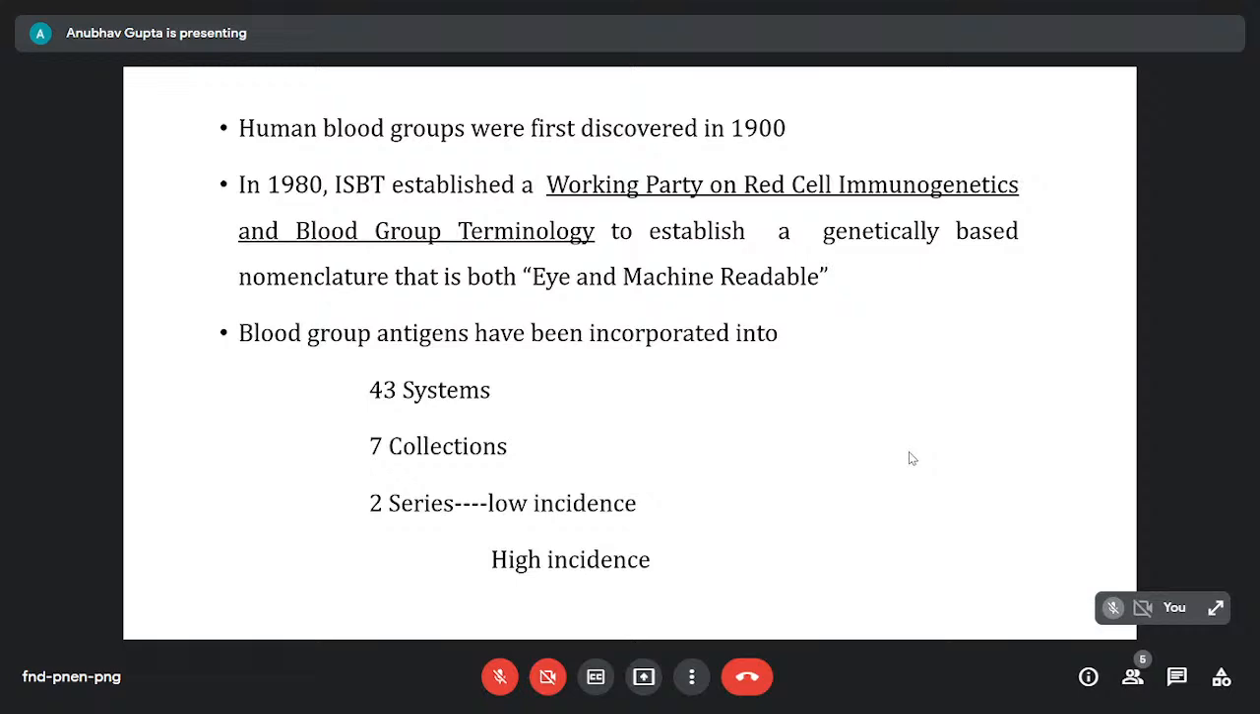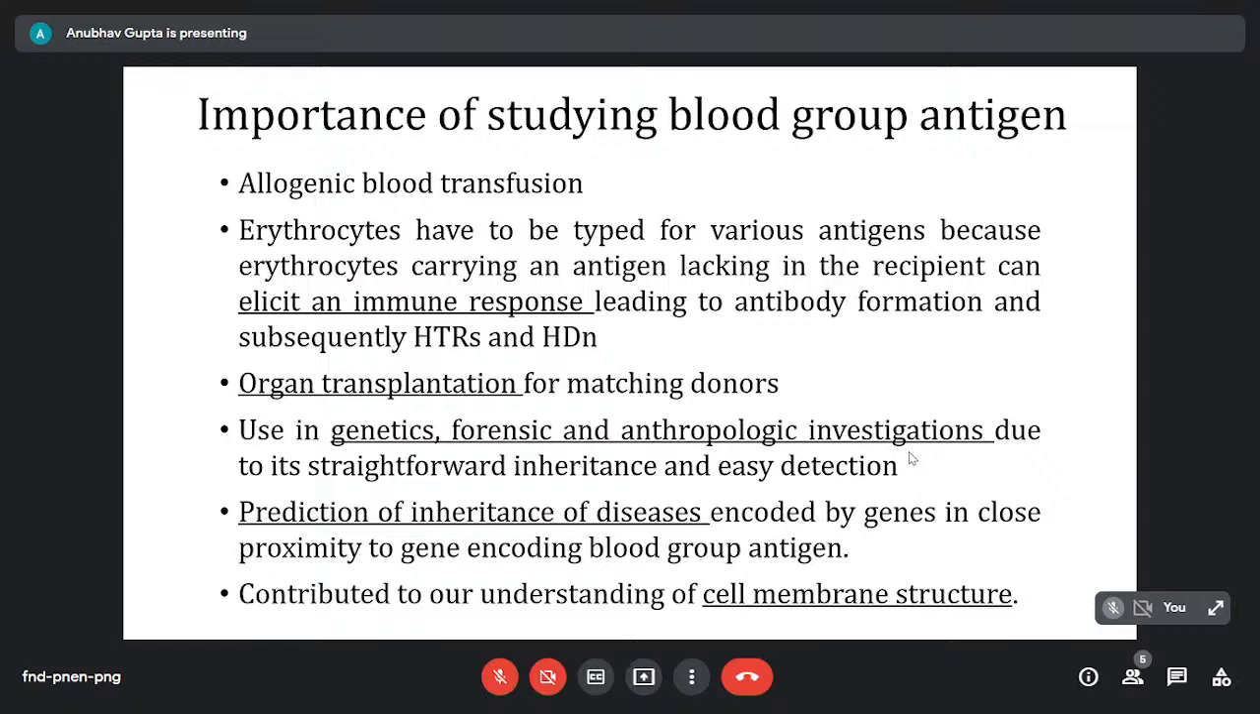So one may ask me, sir, what is the importance of studying the blood group and antigens? Without having a thorough knowledge of blood group antigens, we can't study transfusion medicine. We can't transfuse blood. We can't do a transplant.